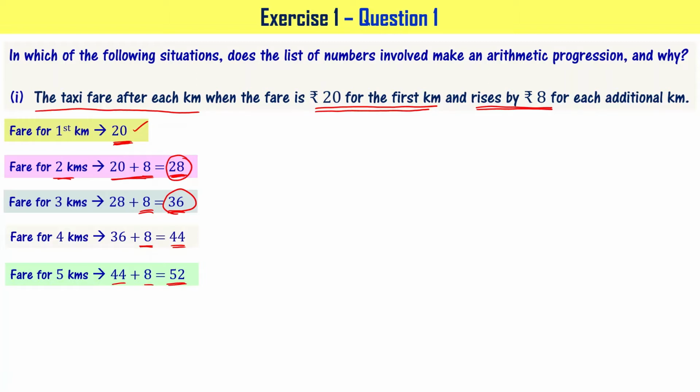Otherwise, what you can do is actually you can write it as 20 plus 2 times 8 because extra 2 kilometers we have traveled. That is going to be equal to 36, right? Whatever we have written here, that is also fine. This way also you can find the numbers in the given list. So to write the list, list of fares: 20, 28, 36, 44, 52 and so on. As you travel more and more kilometers, this list is going to grow, right?